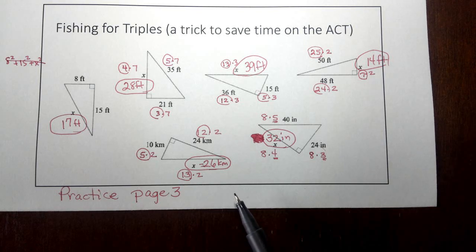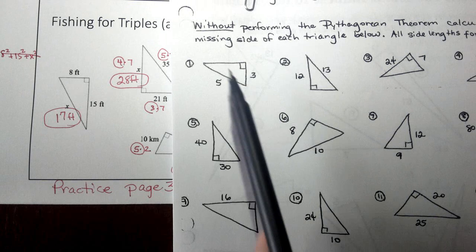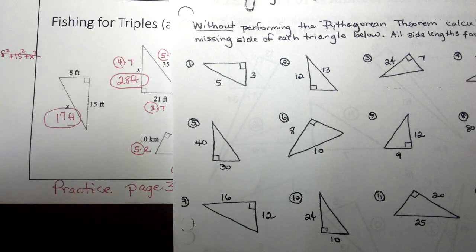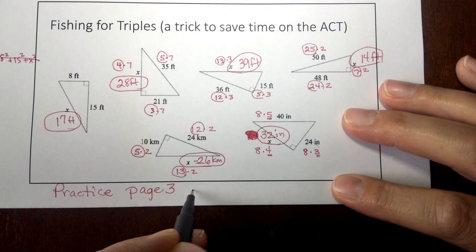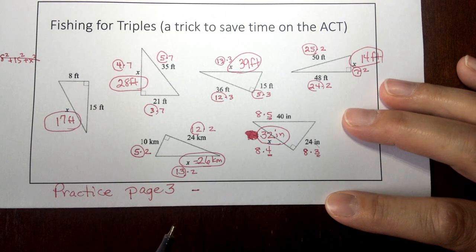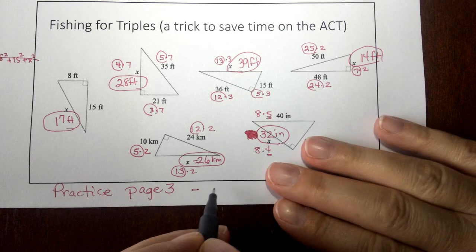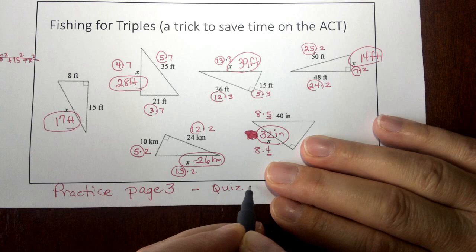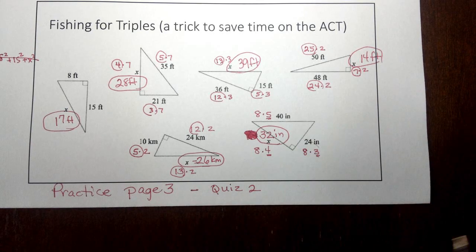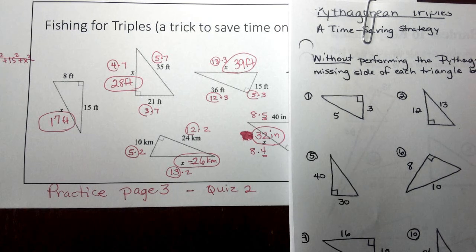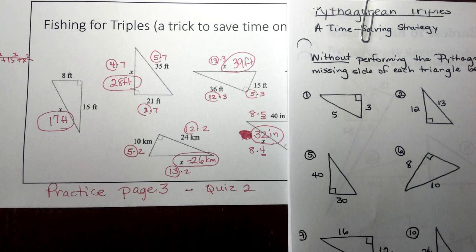The only work that you really have to show on this worksheet is just filling in that third side. Do as much or as little in your head as you need to, and write down multiples like I did if you need. When you finish this, you're going to go back to your Schoology, and you are going to complete quiz 2, which is a spot check of the work that you've done on your worksheet, and that will give you your daily grade. Okay, happy fishing!